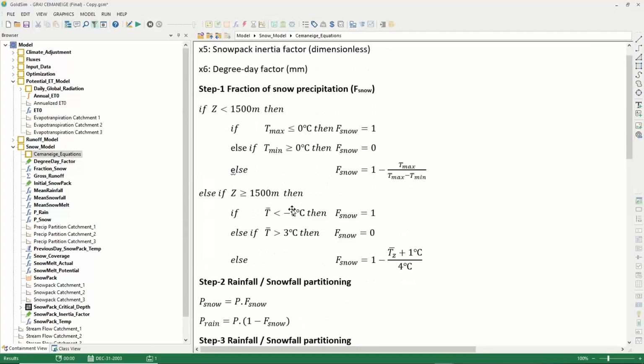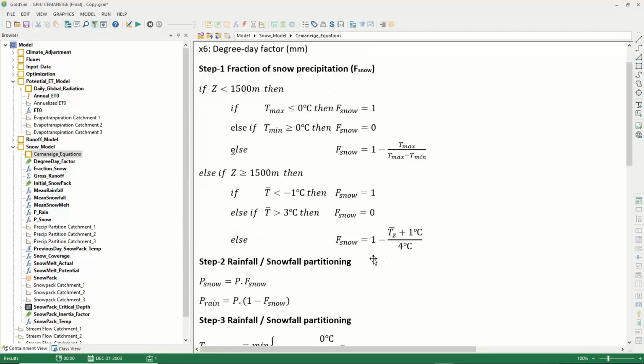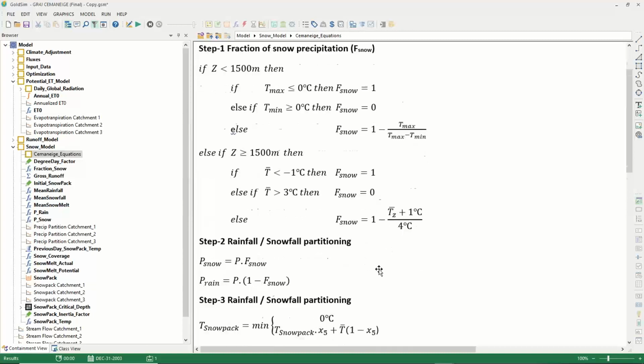Above 1500 meters, this function was not found to be really effective. So we're using the equation developed by the Army Corps of Engineers, where it seems to be working similarly, with 2 threshold temperatures. If your mean daily temperature is above 3 degrees, then it's all rain. If your mean daily temperature is below -1, then it's all snow, and you get this equation for in between.